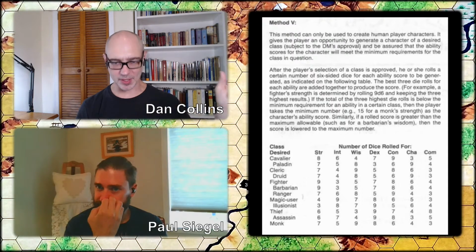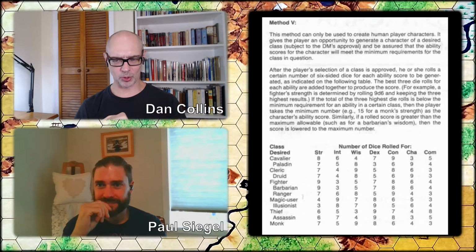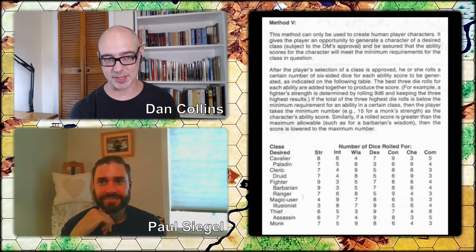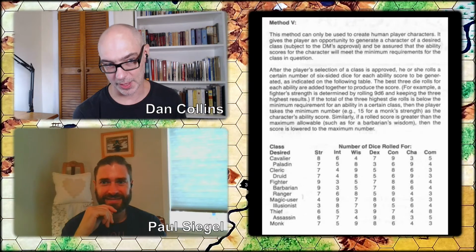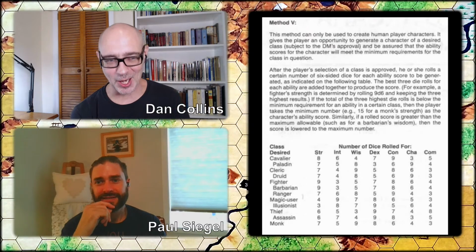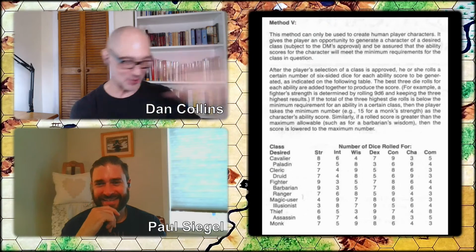And then what you see in that table is how many dice you're going to roll for each ability and take the best three. So if you're a paladin on the second row there, you would roll 7 dice, take best three for your strength. You roll 5 dice, take best three for your int. You'd roll 9 dice, take best 3 for your charisma. But if you still get less than 17, you get the 17 that's going to qualify you for paladin. That's the idea. There's an additional column there for comeliness that we are not going to talk about today.